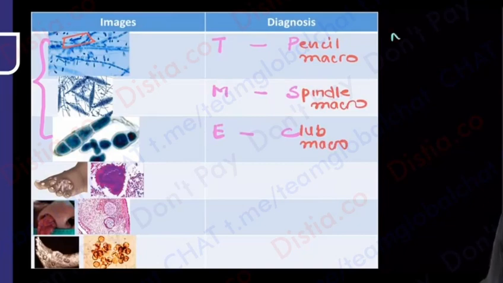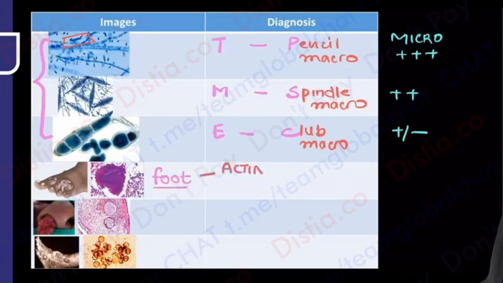What is the story of the micro that you have to know? That was going in the descending order, right? I hope everyone remembers this. We've discussed it in a lot of detail. Coming to the next one, you can see the foot. As soon as a foot is given to you, you are either going to think of actino, or you are going to think of the fungus, that is Eumycetoma.